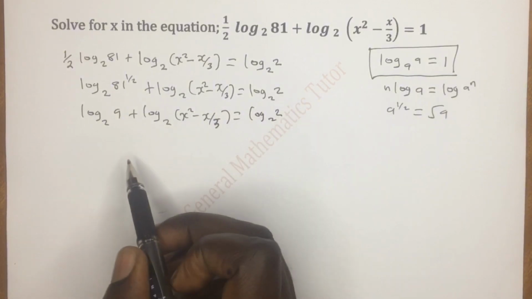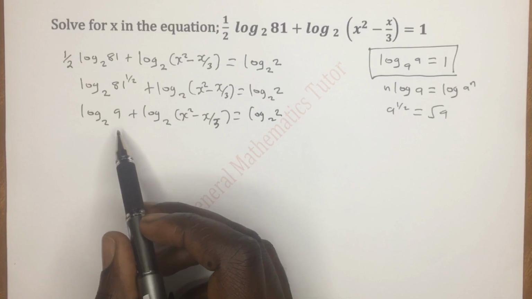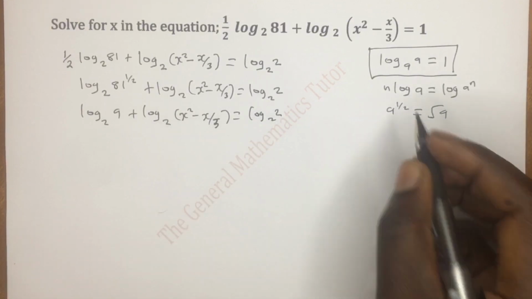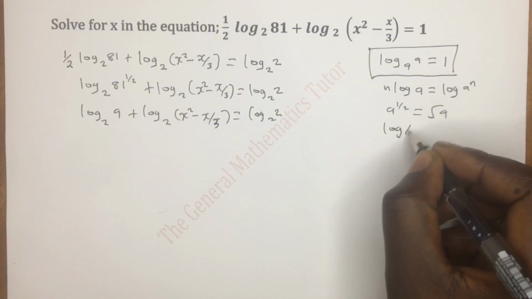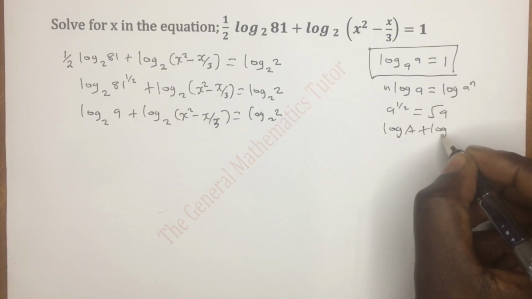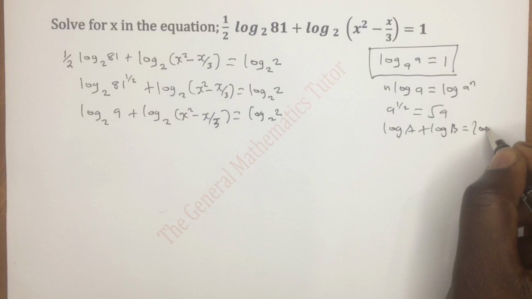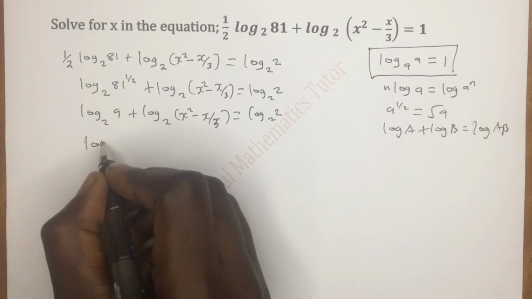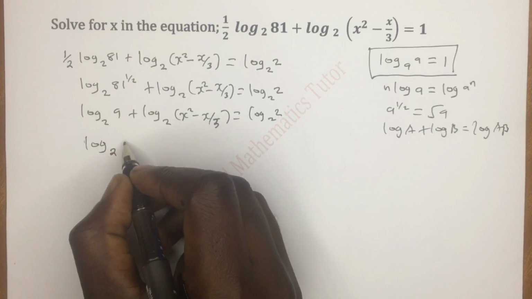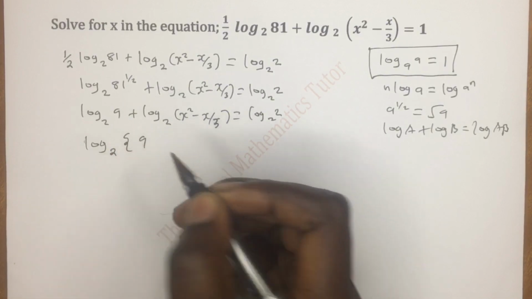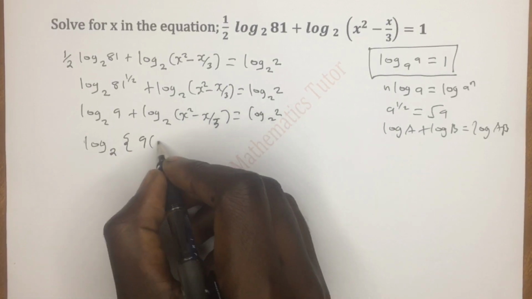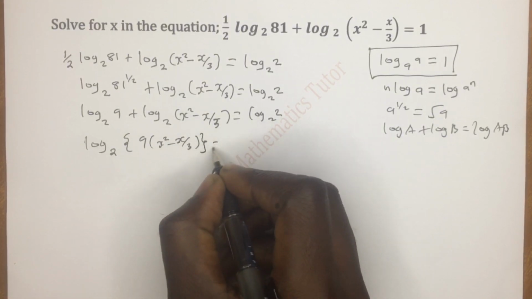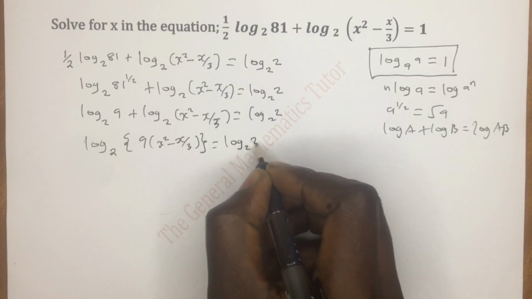From there we can apply the first law of logarithms. Because there's a sum between these two logs, we can take the first law that says log of a plus log of b is the same as the log of a times b. So we have log to base 2 of 9 times (x squared minus x over 3) is equal to log to base 2 of 2.